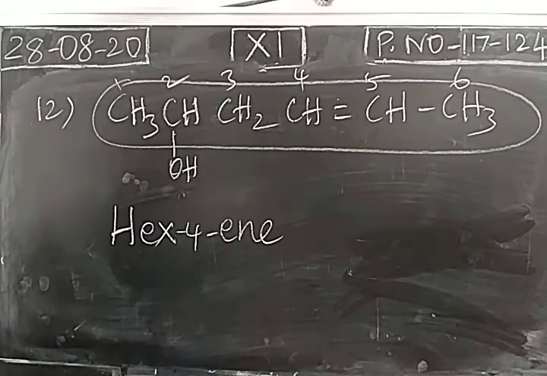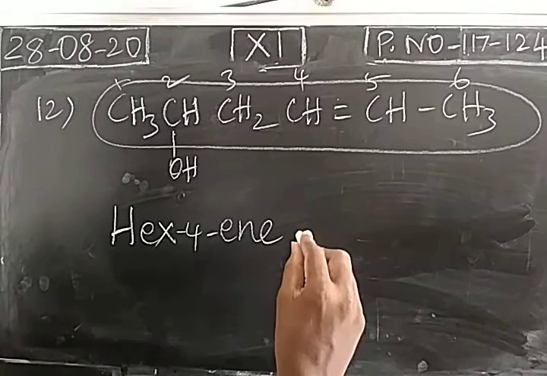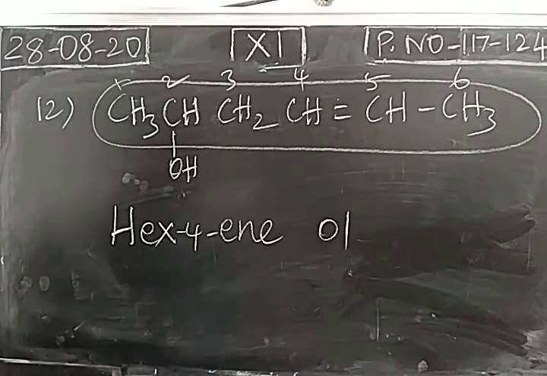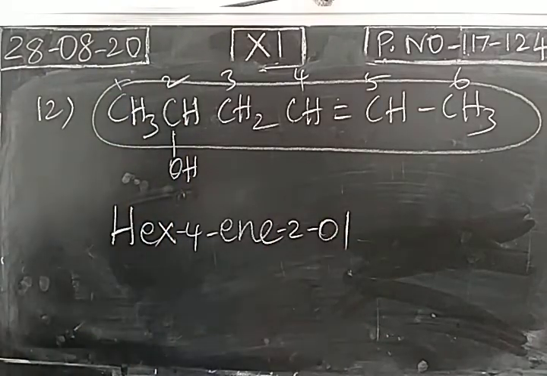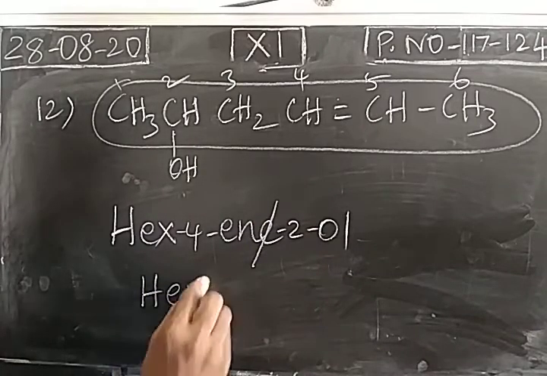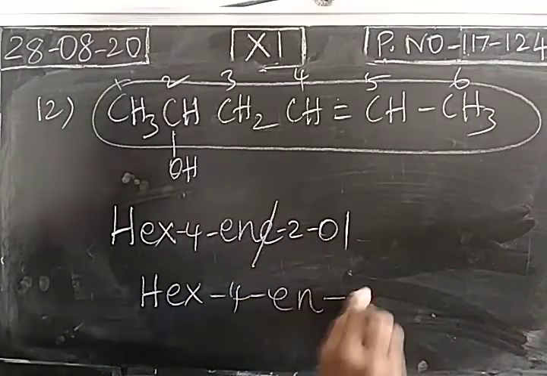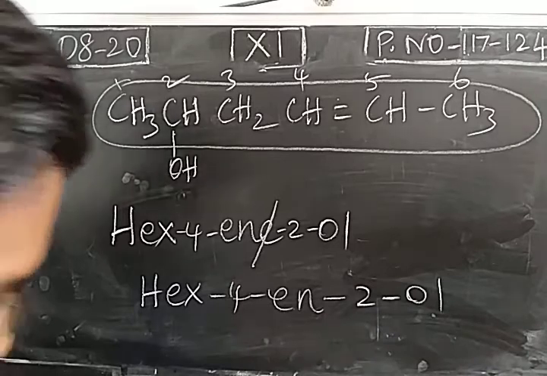And for alcohol, the secondary suffix is ol. Right? The secondary suffix is ol. Now the alcoholic group is at the second position. When primary and secondary suffixes are joined, we just remove the last letter. So this is hex-4-en-2-ol.